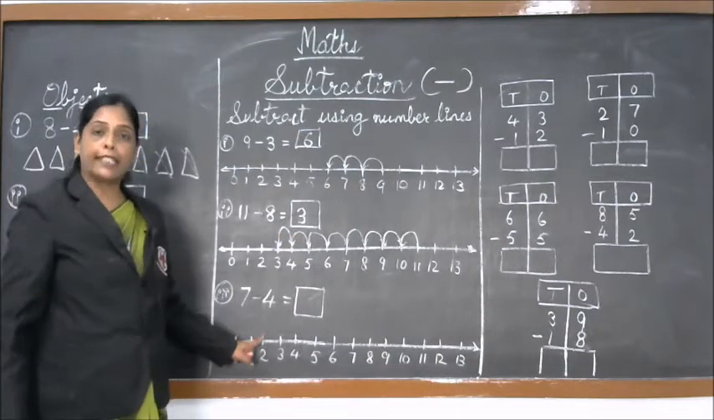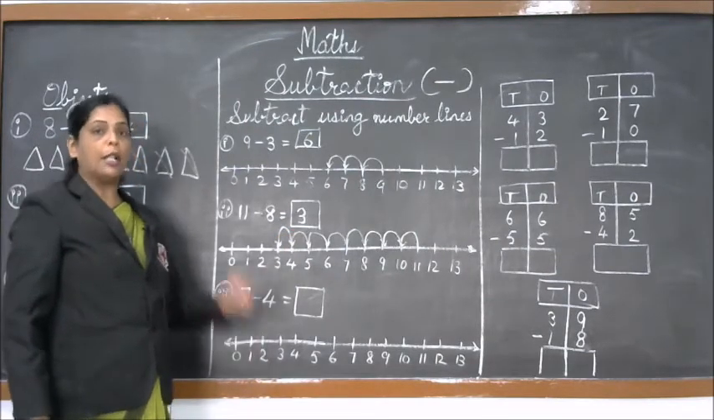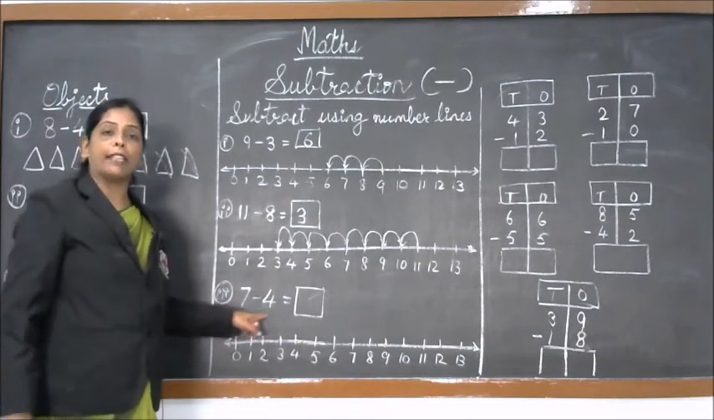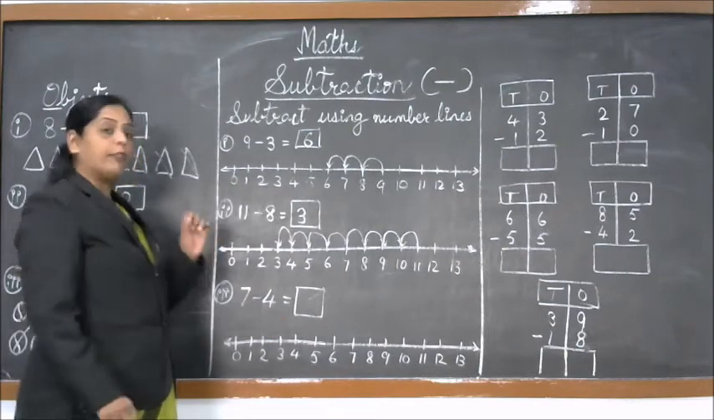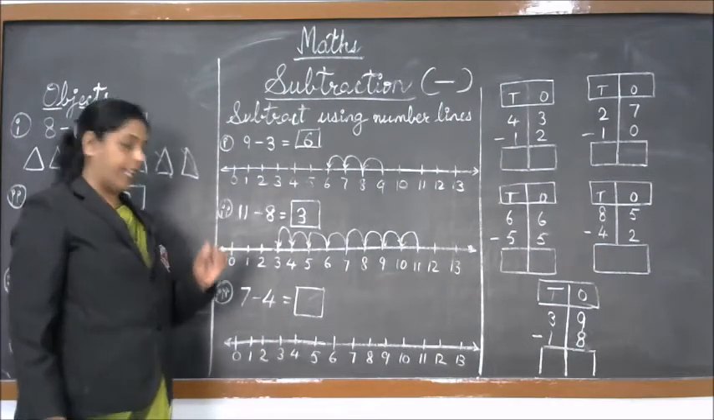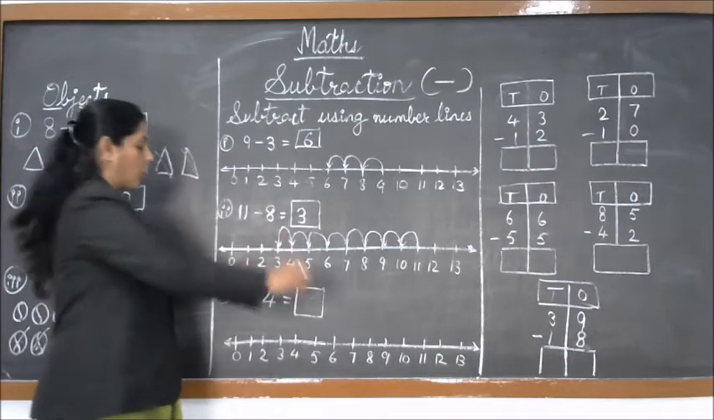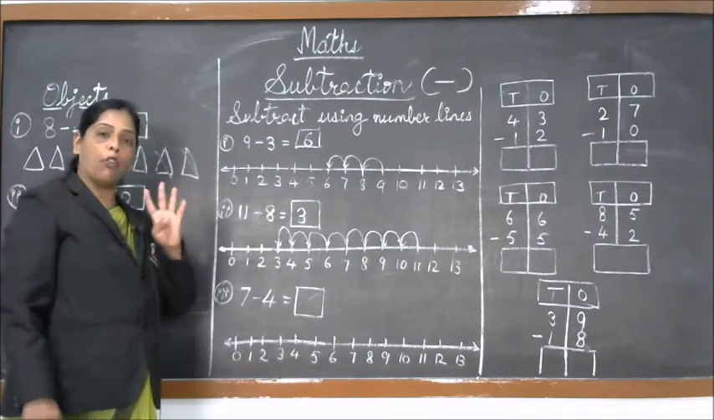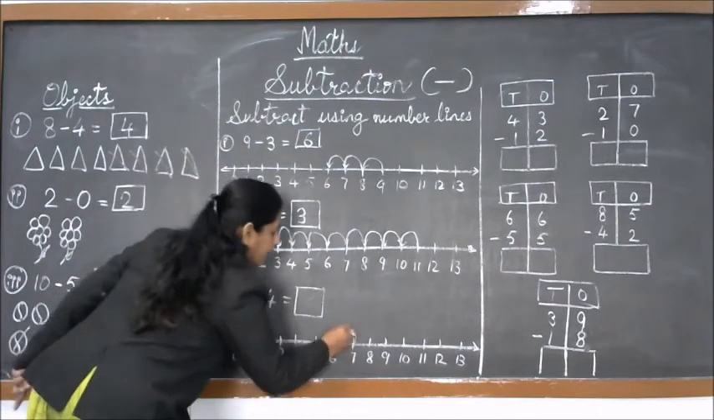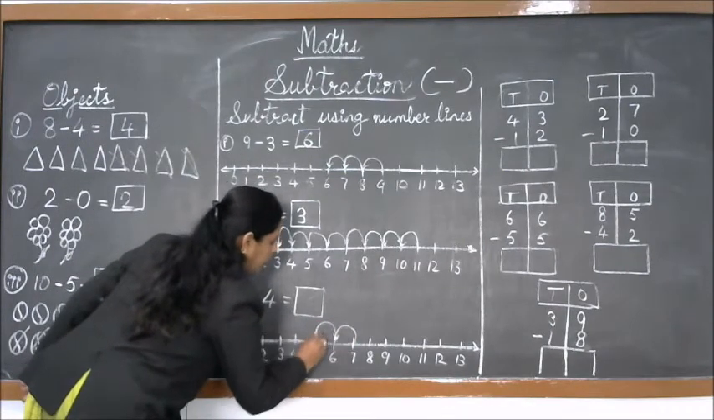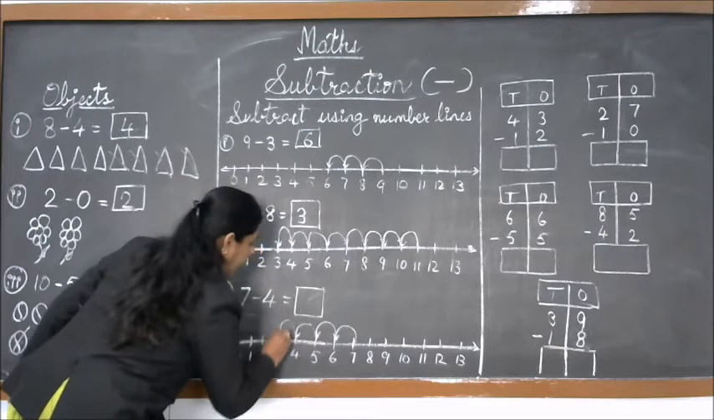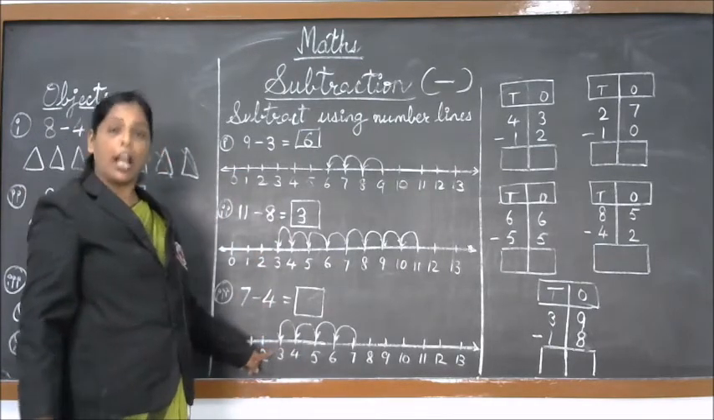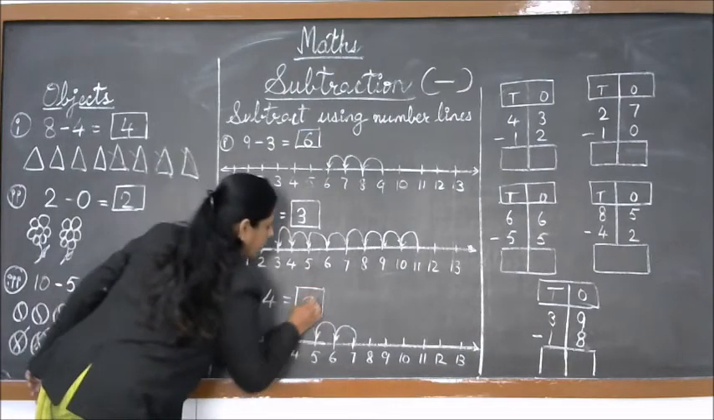Now, the third example I am showing you here. Please pay attention carefully. My sum is 7 minus 4. The first thing I have to do is keep my chalk on number 7 first. And how many numbers do I have to deduct? 4 numbers out of it. Start: this is 1, 2, 3 and 4. So, 7 minus 4, the answer I have got is 3.